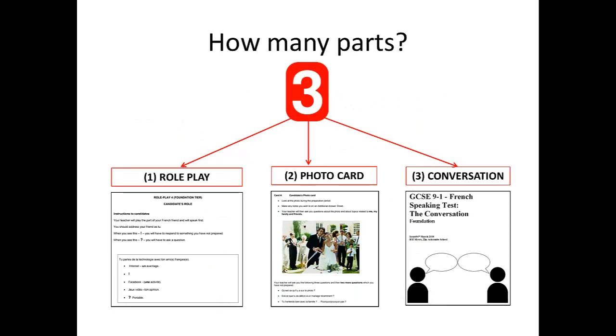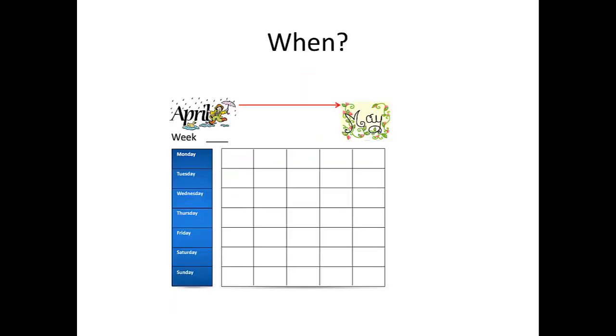There are 3 parts in this speaking exam which are done in this order. Firstly, the role play. Secondly, a photo card, and that'll be on one of the 3 themes. And thirdly, a general conversation, and that will be on the 2 remaining themes. You will have an individual speaking exam with your teacher during a 5-week period in April or May of Year 11. The test will be recorded and sent to the exam board for marking.